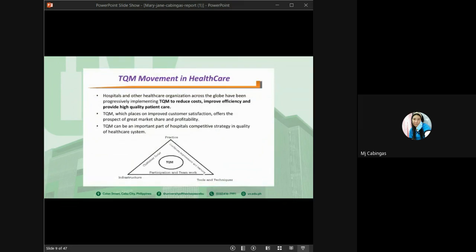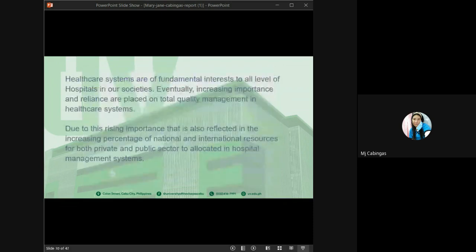So, TQM movement in healthcare. Hospitals and other healthcare organizations across the globe have been progressively implementing TQM to reduce costs, improve efficiency, and provide high quality patient care, which places improved customer satisfaction, offers the prospect of greater market share and profitability, and can be an important part of hospital competitive strategy in the quality of the healthcare system. Next slide.